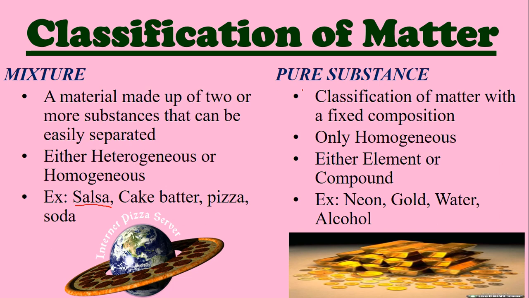Pure substances is a classification of matter with a fixed composition. Pure substances can only be homogeneous, and they're your elements and they're your compounds, like neon, gold, which you see in this picture here, some gold, water, alcohol. They're all pure substances. Neon and gold are elements, water and alcohol are compounds.